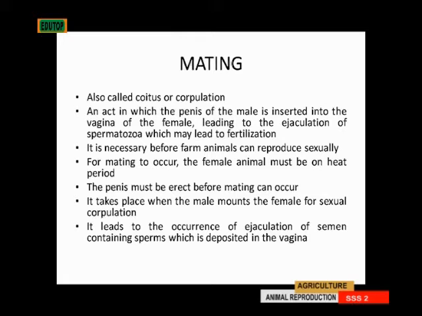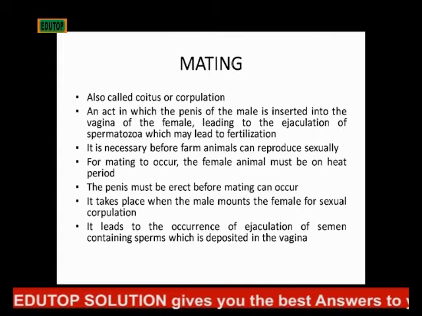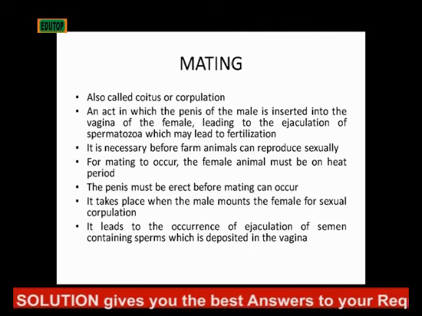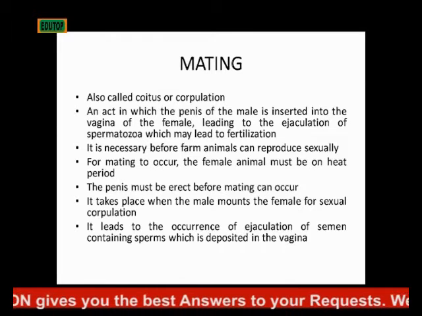This is the act in which the penis of the male is inserted into the vagina of the female, leading to the ejaculation of the spermatozoa, which may lead to fertilization. This is necessary before farm animals can reproduce sexually. If there is no mating, then don't expect any pregnancy from your female animal.